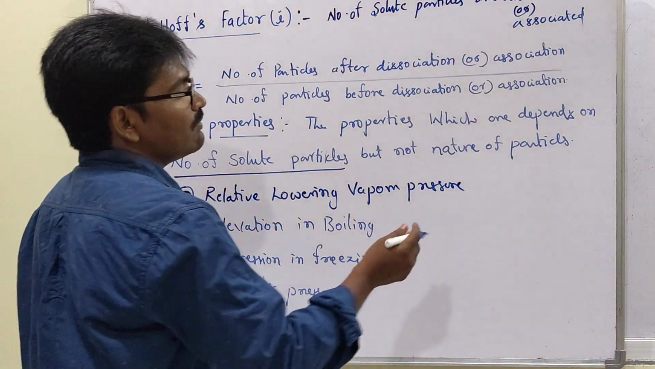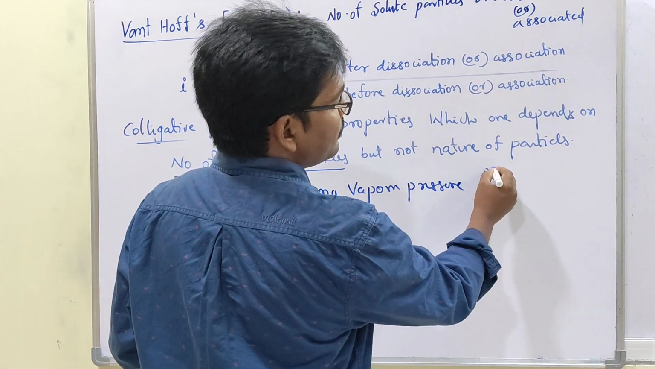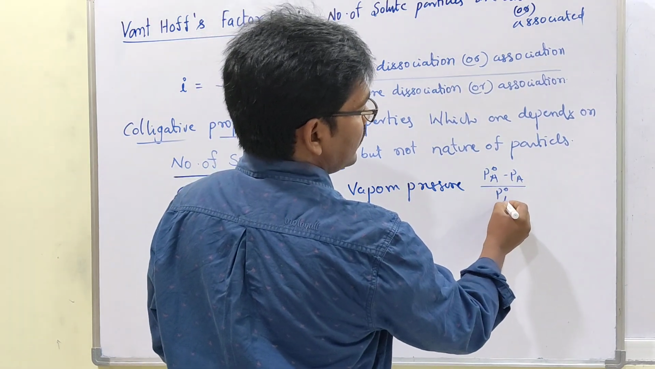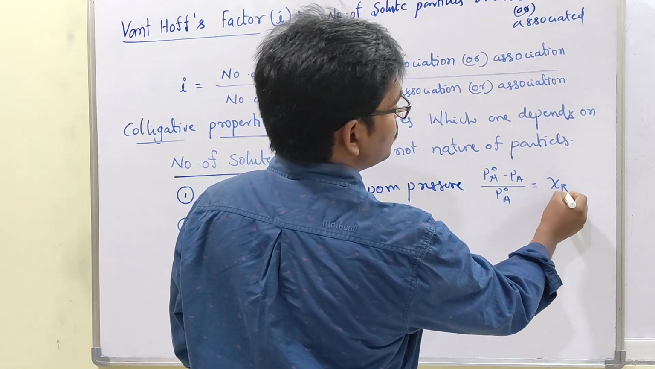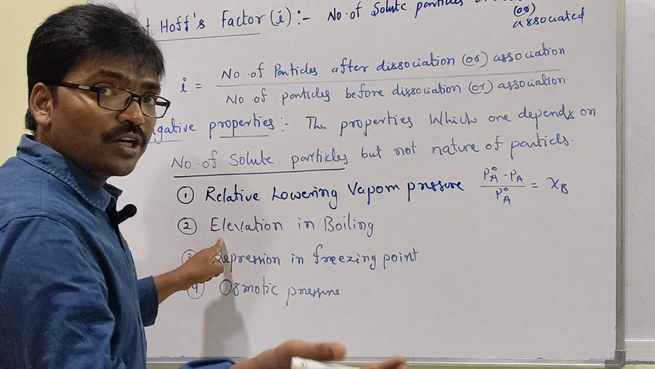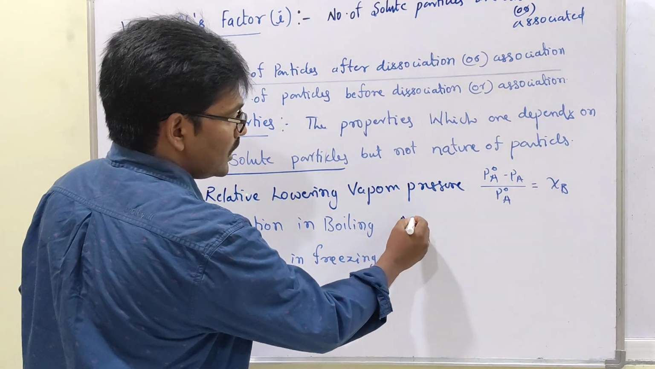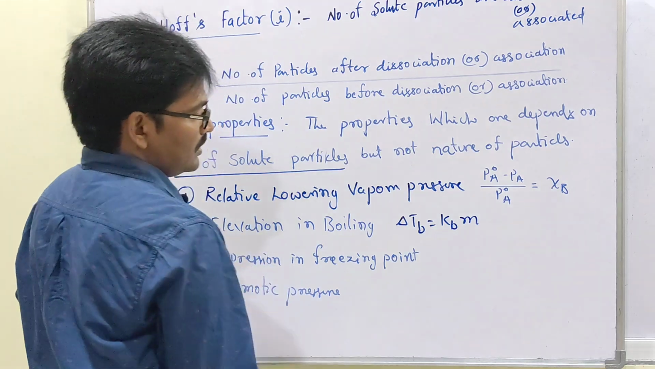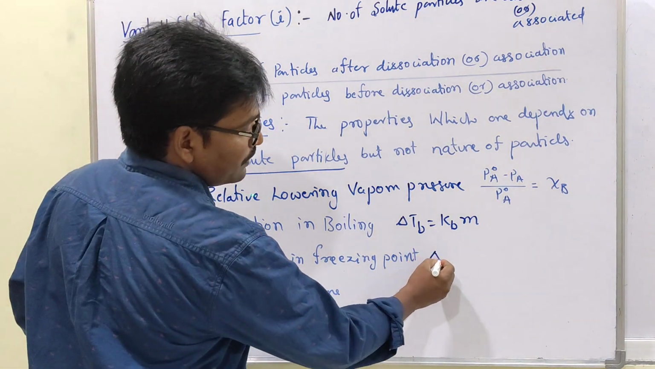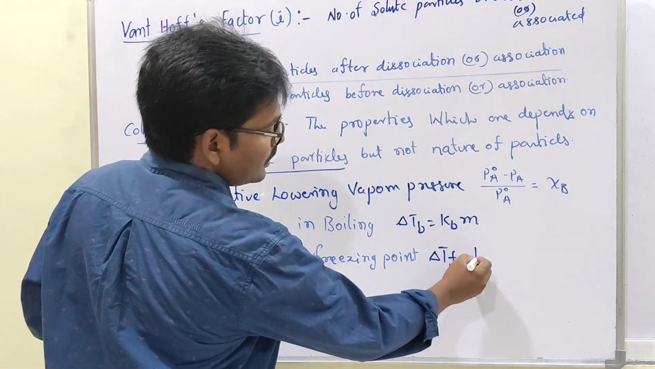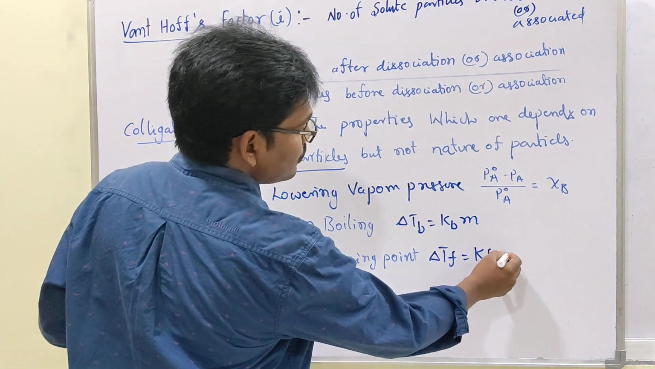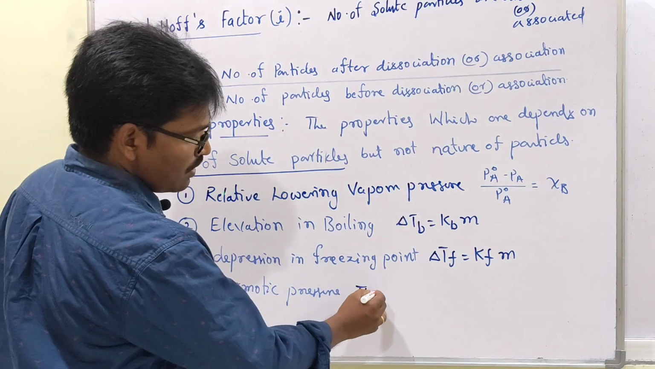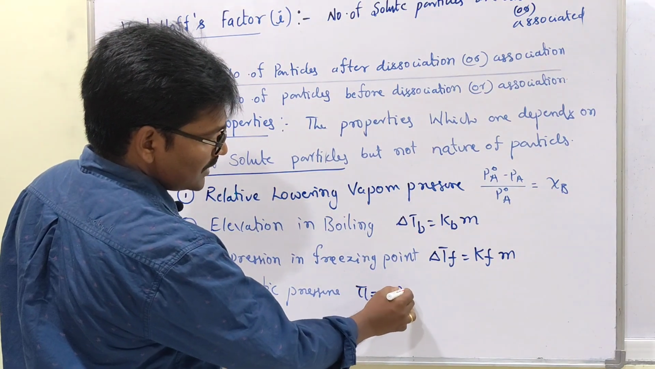For relative lowering of vapor pressure, the formula is (P0A minus PA) divided by P0A equals the mole fraction of solute. For elevation in the boiling point, delta TB equals KB into molality. Then delta TF, depression in the freezing point, equals KF into molality. And osmotic pressure, Pi equals CRT.